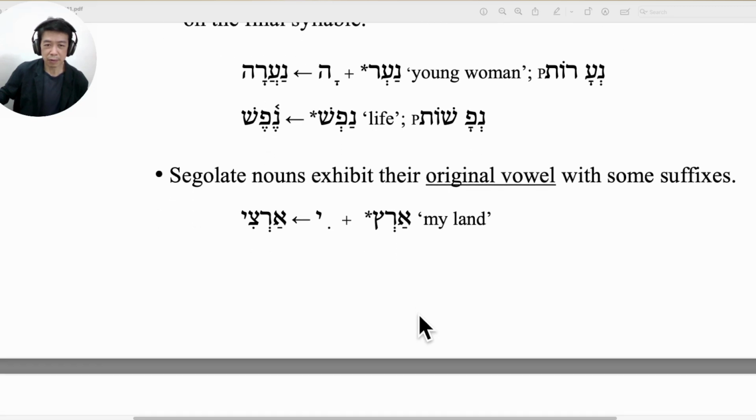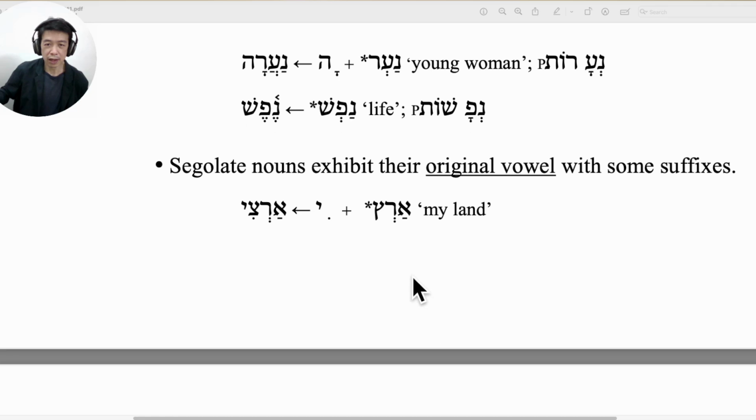For example, if you want to say my land, it can become a combination of this word with a hearing yod to become artzi.